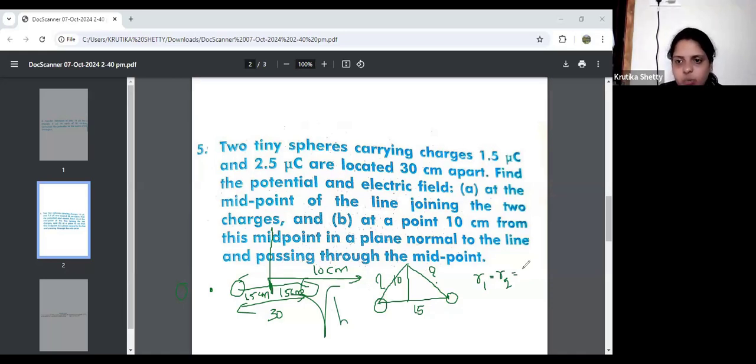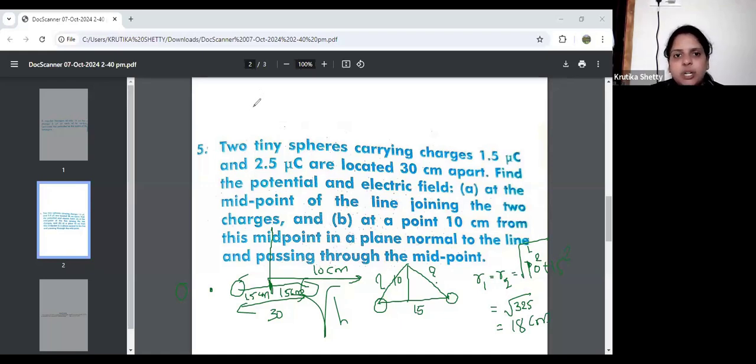So now r1 and r2 will be equal to under root of 10 square plus 15 square, which is equal to under root of 325. So 10 square is 100 plus 15 square is 225. So total it is 325. So under root of 325 is approximately 18 centimeter. So now the distance is 18 centimeter. Now we can calculate the resultant potential.